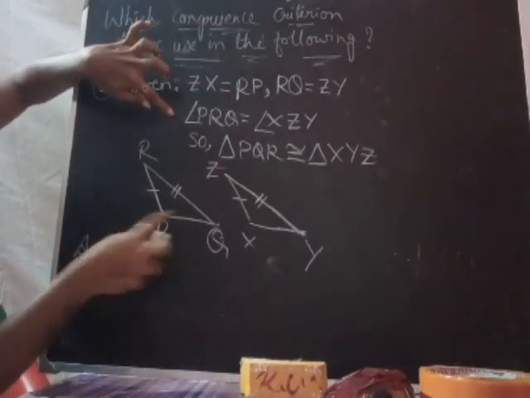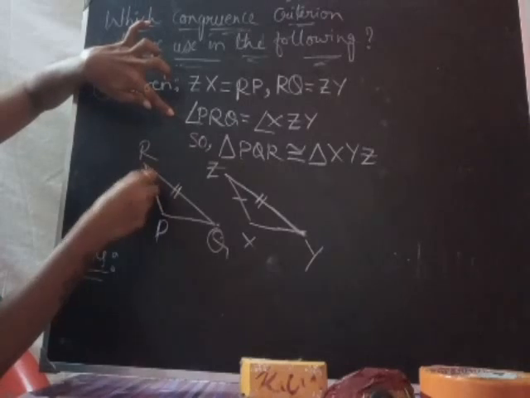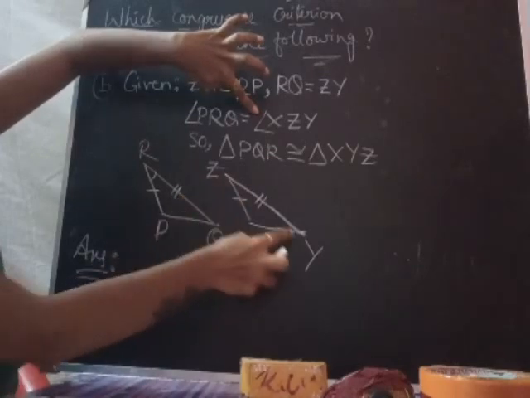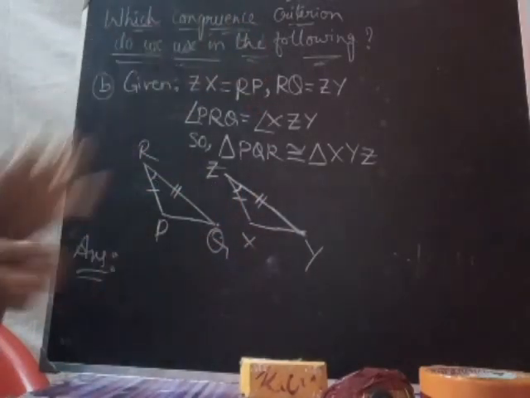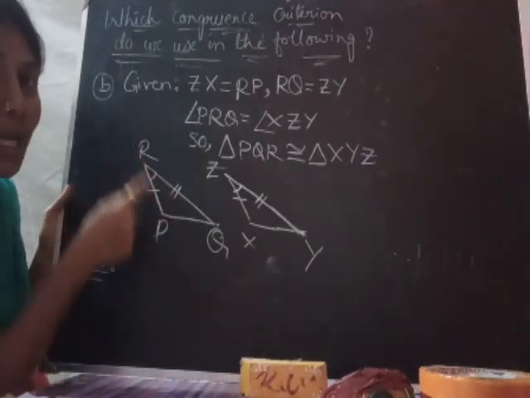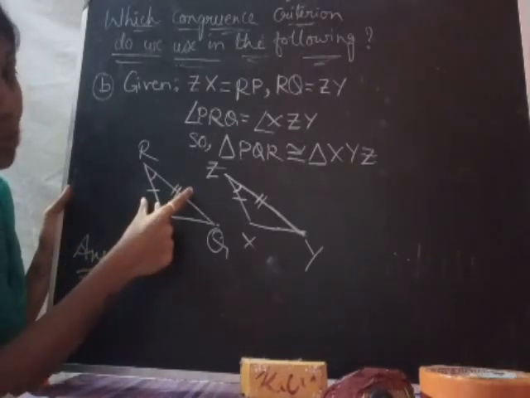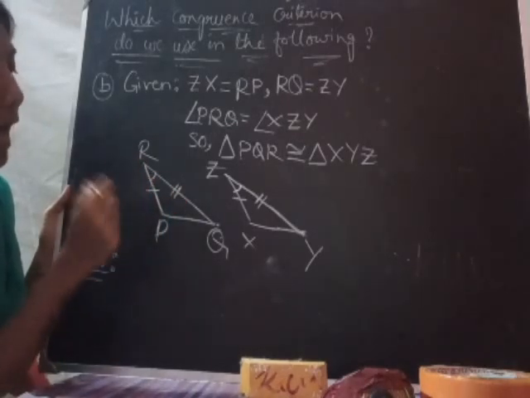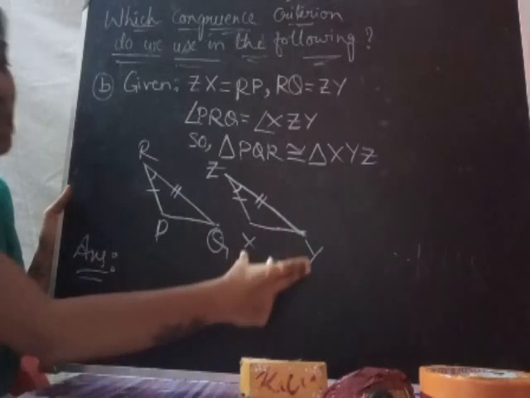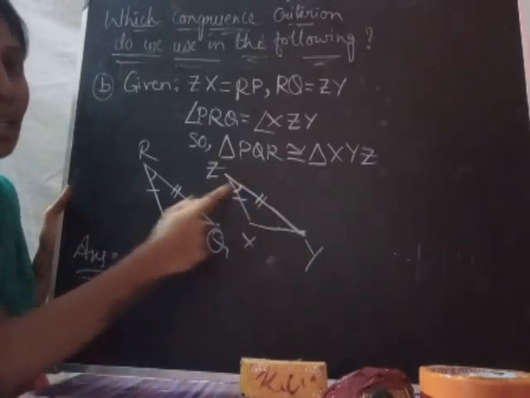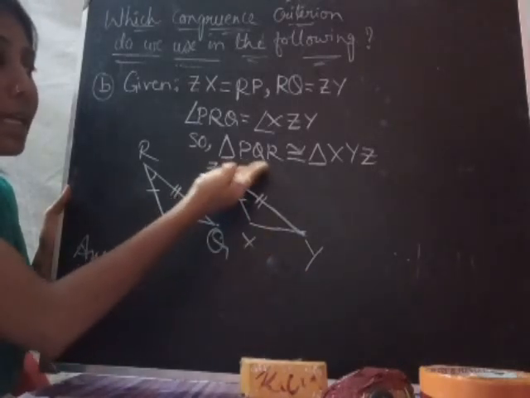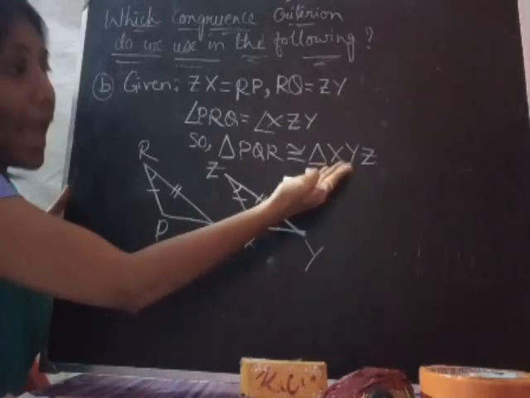And they have given angle PRQ equals angle XZY. What you can observe here is that we have two sides and one included angle. Two sides and one included angle of one triangle are equal to two sides and one included angle of another triangle. So from this we can say that triangle PRQ is congruent to triangle XYZ.